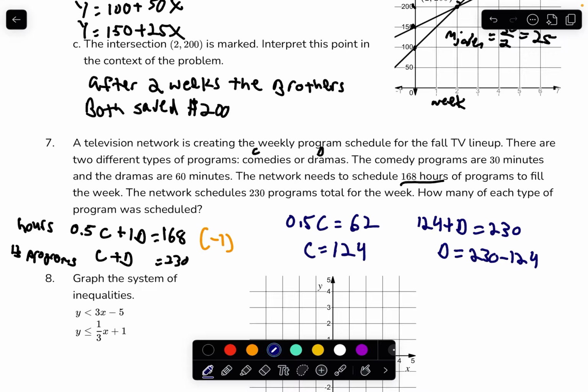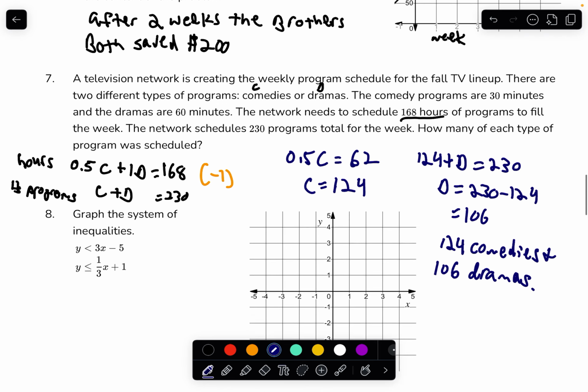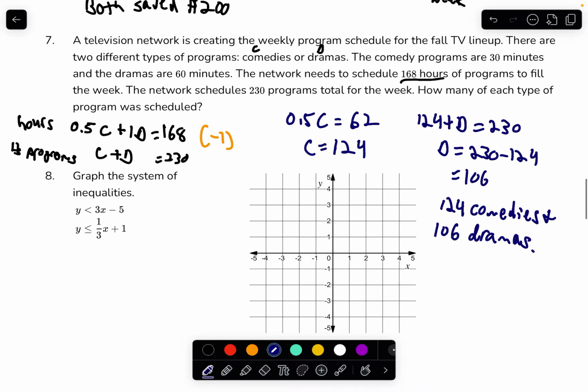And 230 minus 124 is 106. So there's 124 comedies. How many of each type? 124 comedies and 106 dramas were scheduled. I hope that made sense.